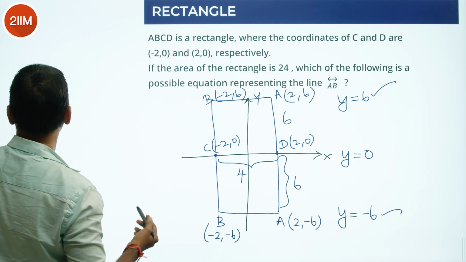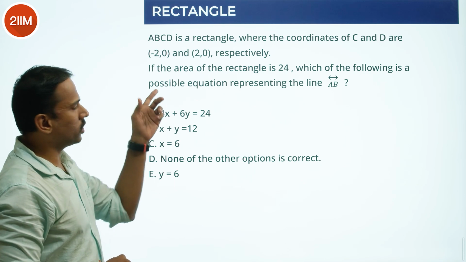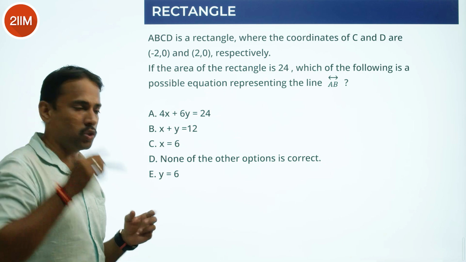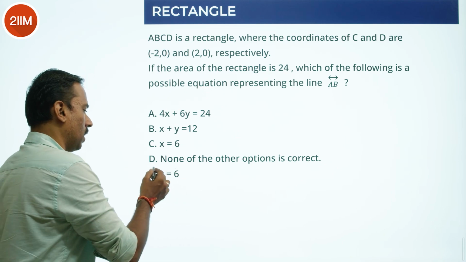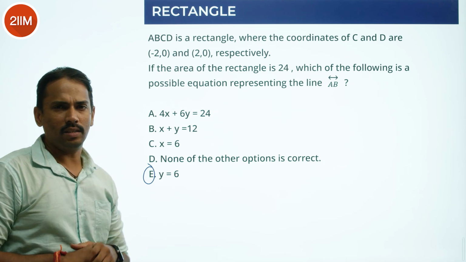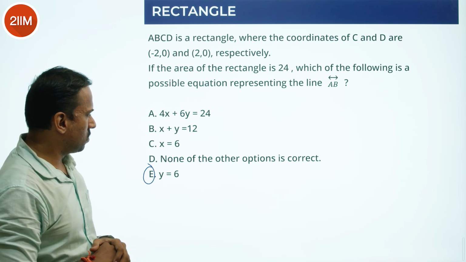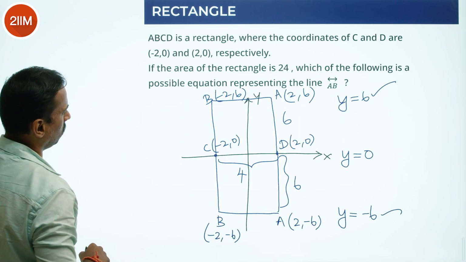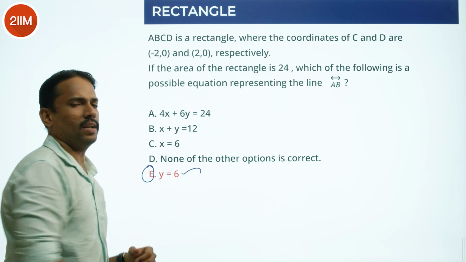We'll check the options. So which of the following is a possible equation they're asking? So either one of the two, any one of the two should be here. Yes, we do have y equal to 6, lying in option E. So option E, y equal to 6 should be the right answer, because we do not have y equal to minus 6 or any other lines. Fine, okay. Means this could be the possible answer. We'll quickly check this. Yes, of course we are right. Option E, y equal to 6 is the right answer.